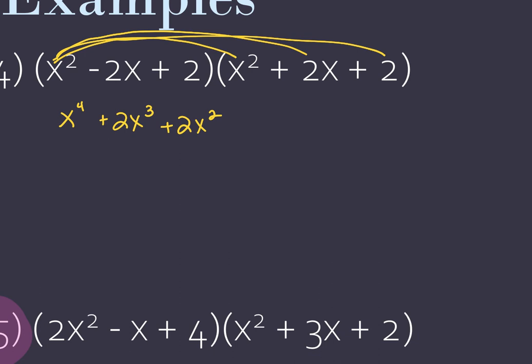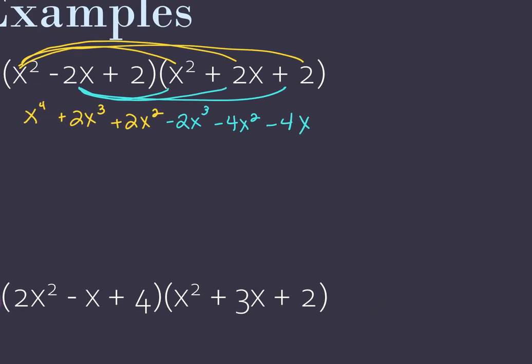Then I go to the next one. Negative 2x times x squared is negative 2x to the third. Negative 2x times positive 2x is negative 4x squared. Negative 2x times 2, negative 4x.